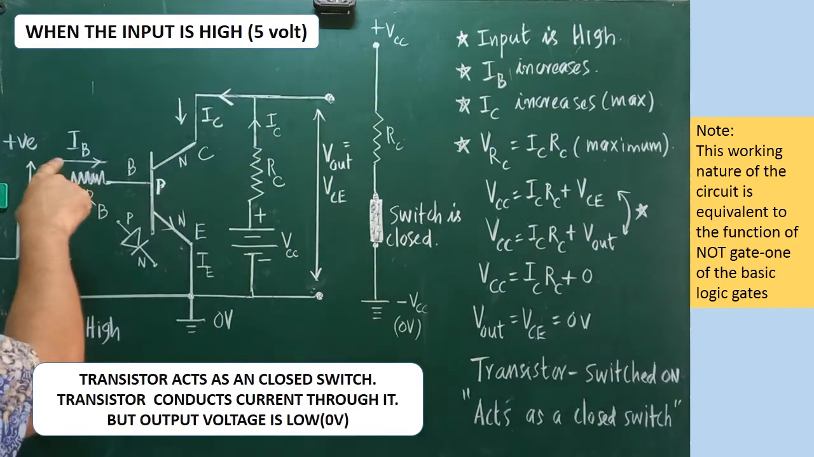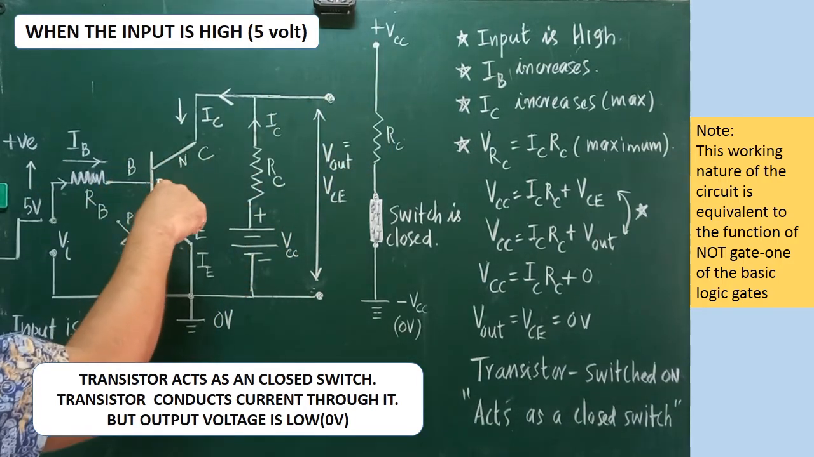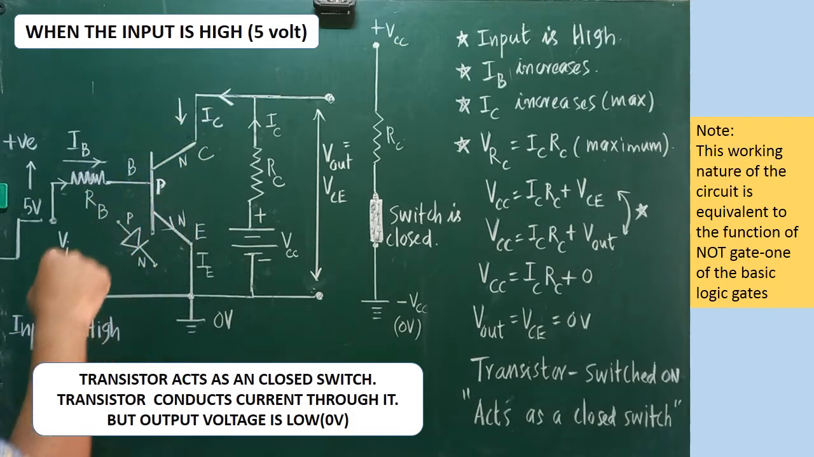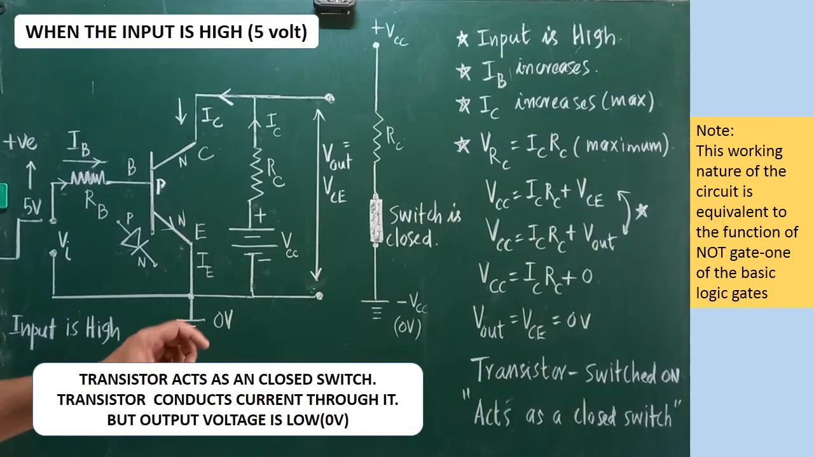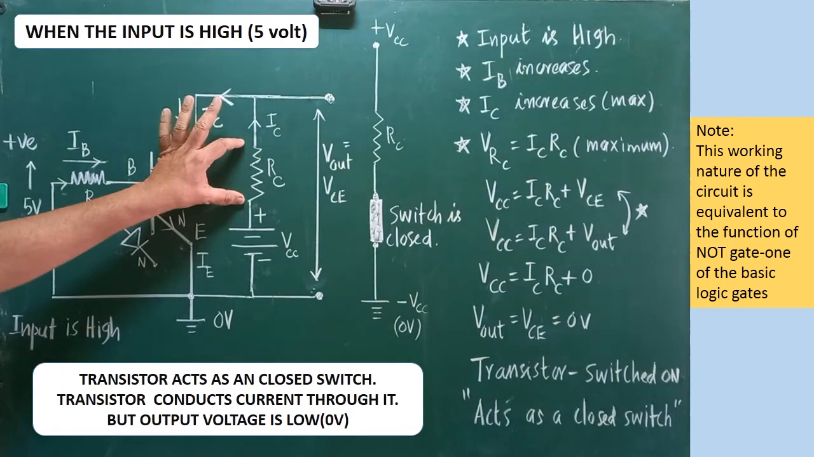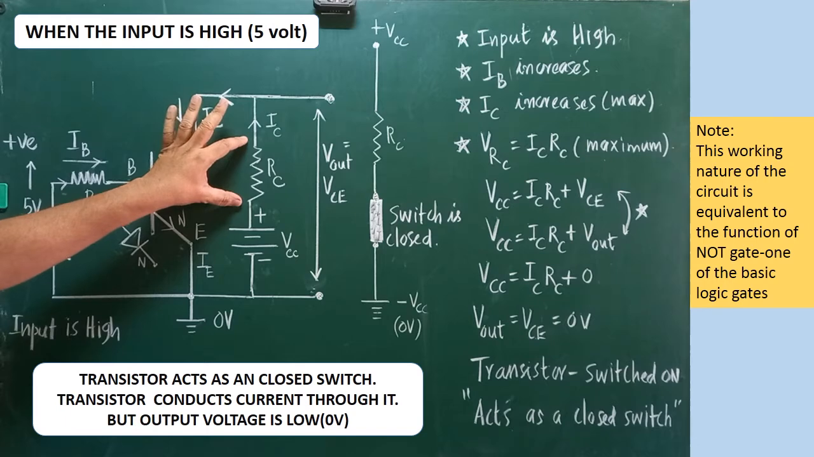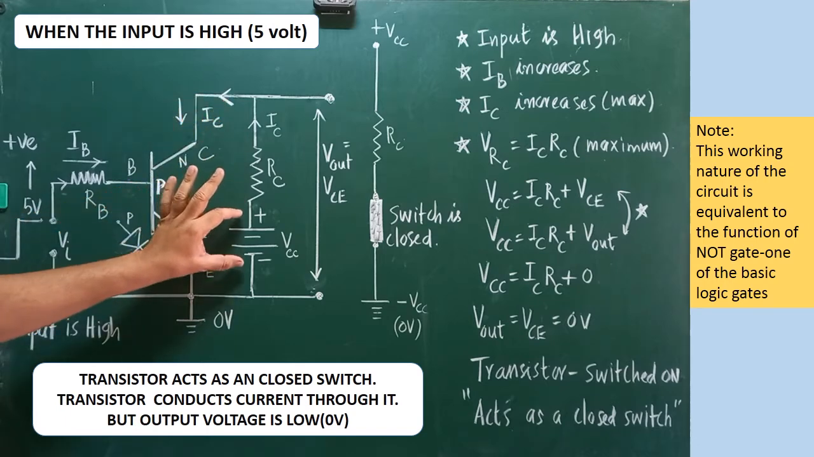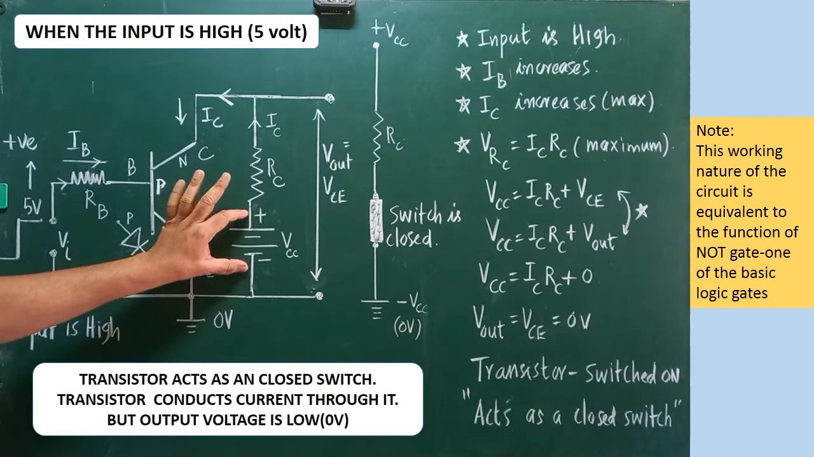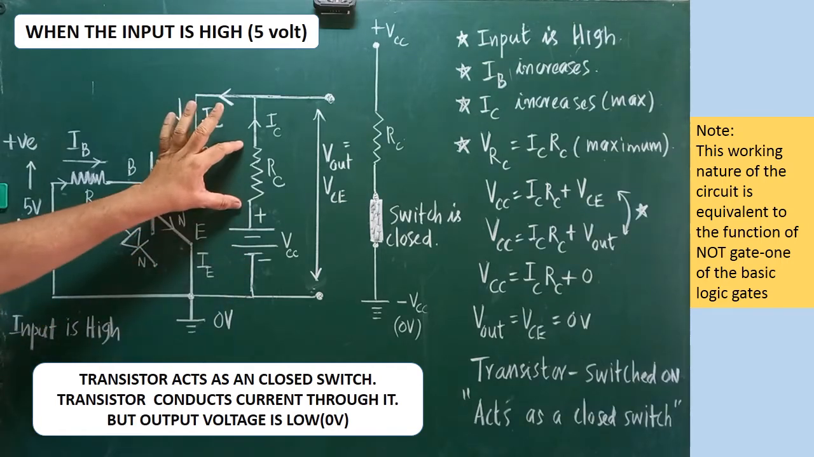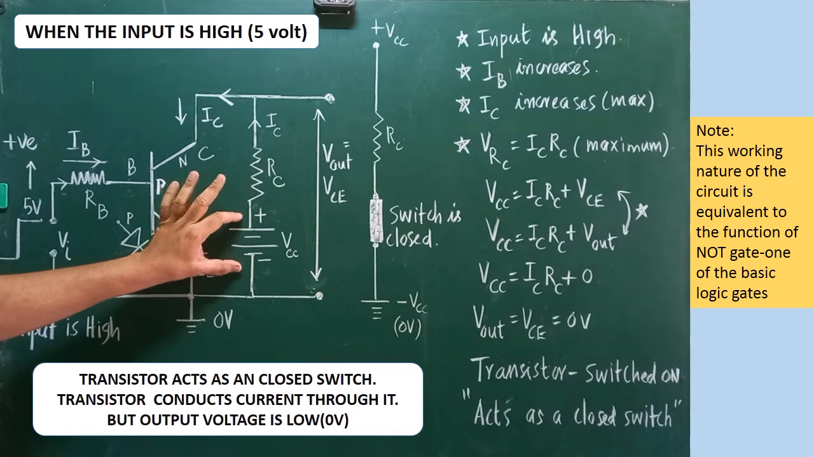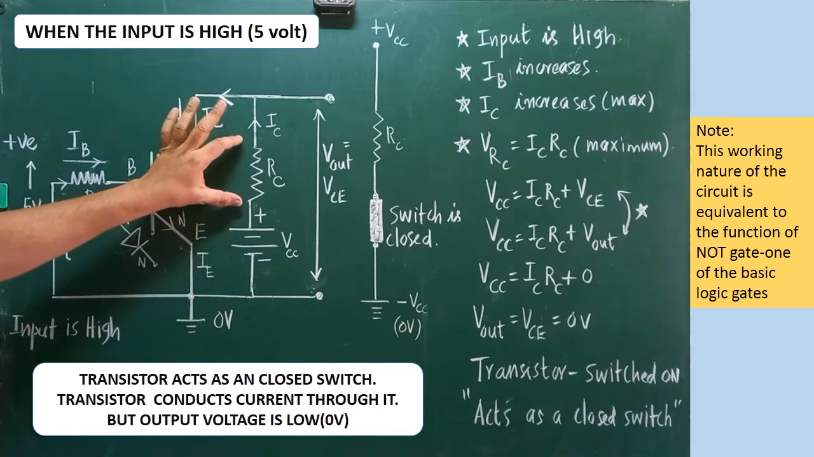Already I have told, when base current increases, collector current also increases. Maximum collector current will flow through the transistor. The transistor conducts now. Now we know very well that voltage across RC will also be maximum because IC is maximum. The voltage across VCC will appear here. Are you clear? For example, if it is a 10 volt battery, the same 10 volt can be measured across RC. That you have to understand.